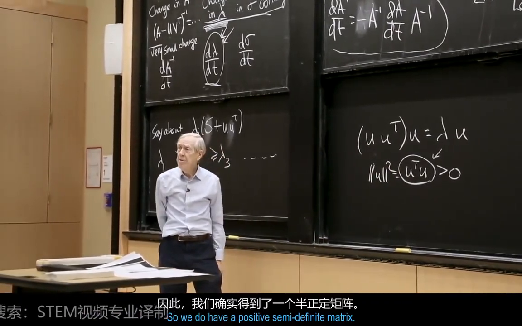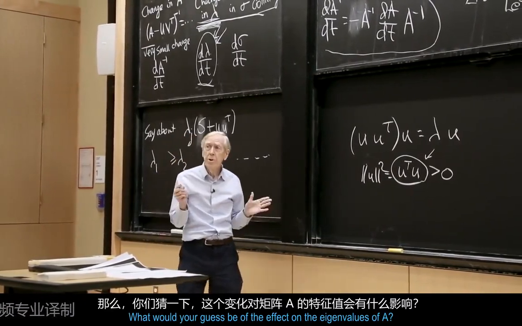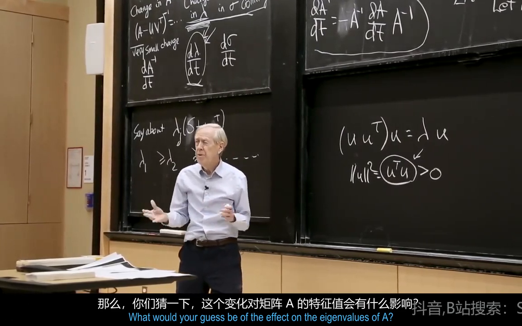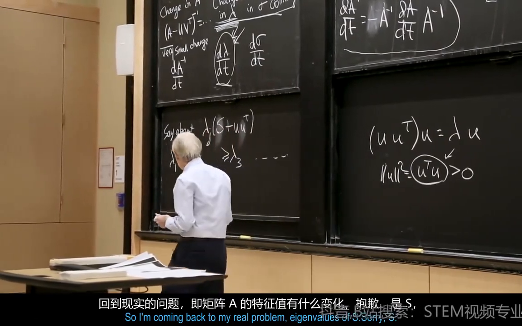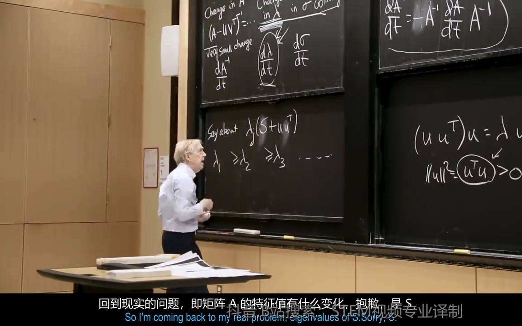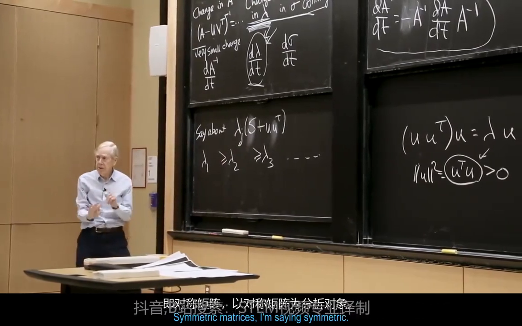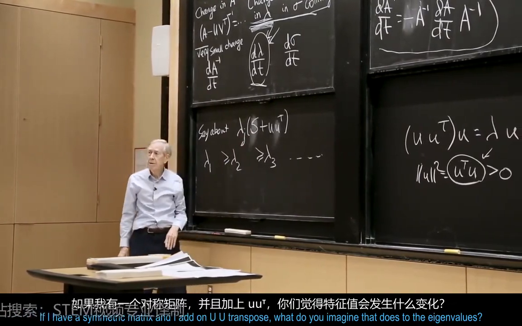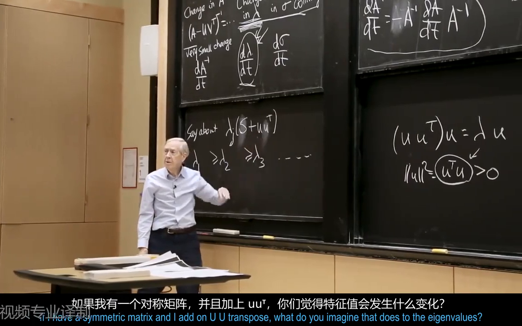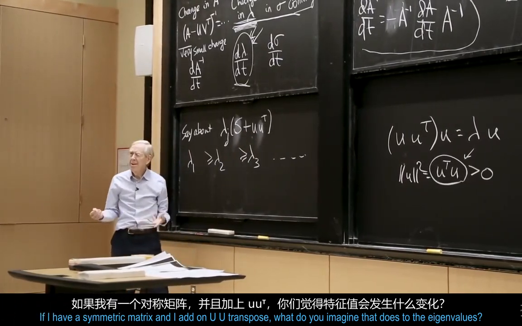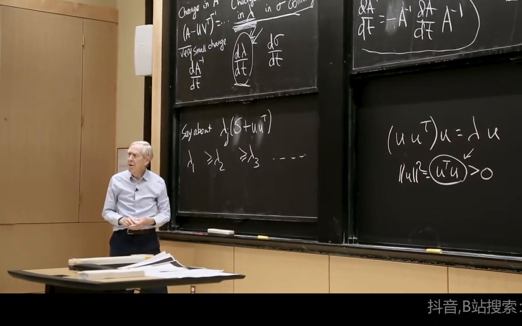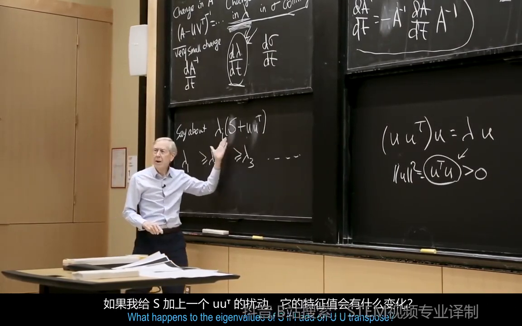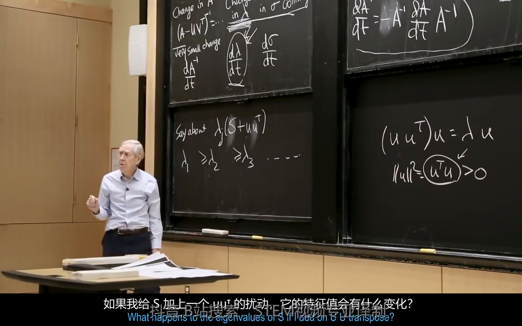So we do have a positive semi-definite matrix. What would your guess be of the effect on the eigenvalues of A? So I'm coming back to my real problem. Eigenvalues of S. I have symmetric matrices. What is your guess if I have a symmetric matrix and I add on UU transpose? What do you imagine that does to the eigenvalues? You're going to get it right. Just say it. What happens to the eigenvalues of S if I add on UU transpose?